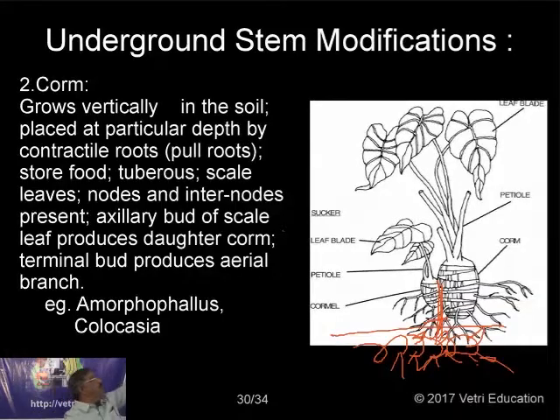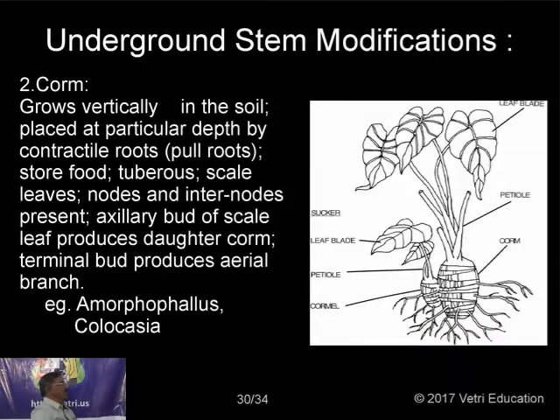Next you have the corm. It is also an underground stem, but it grows vertically below the ground. It also has nodes and internodes, axillary buds, and terminal buds. In the season they give leaves and store food material, and then the leaves dry.